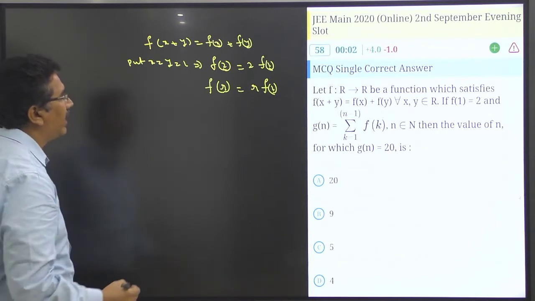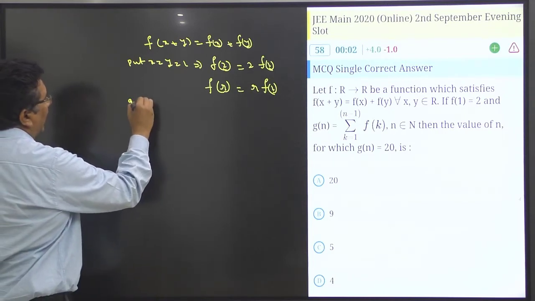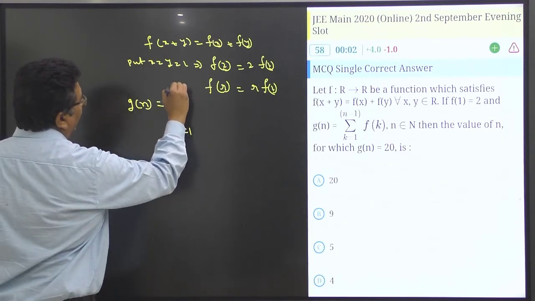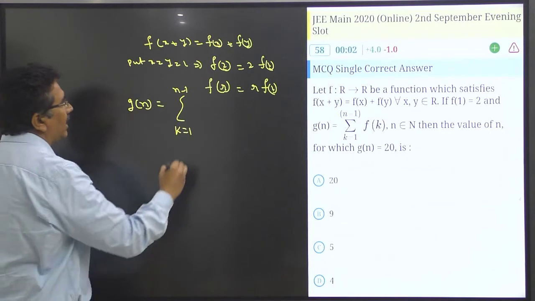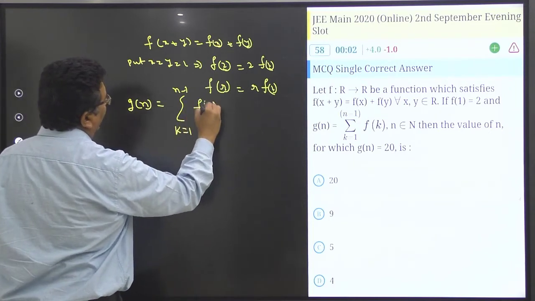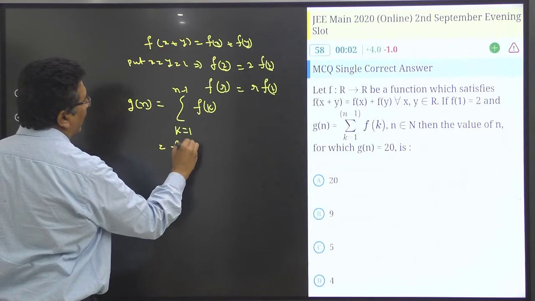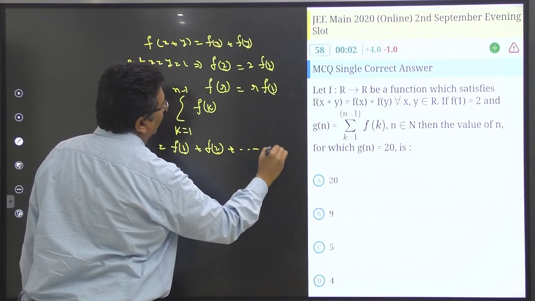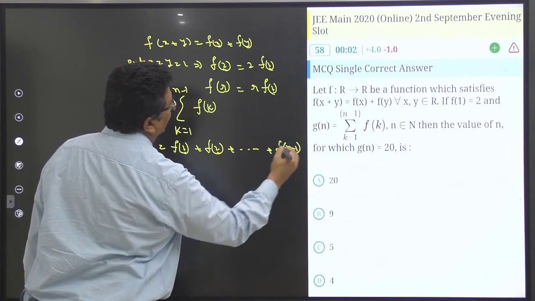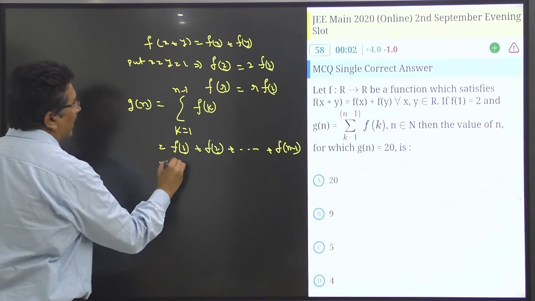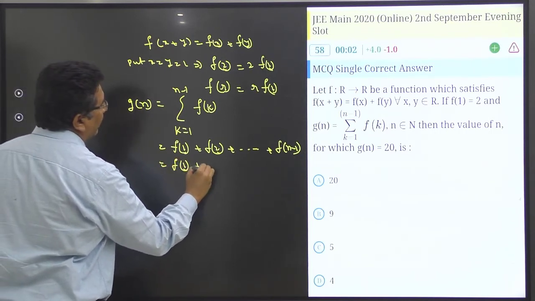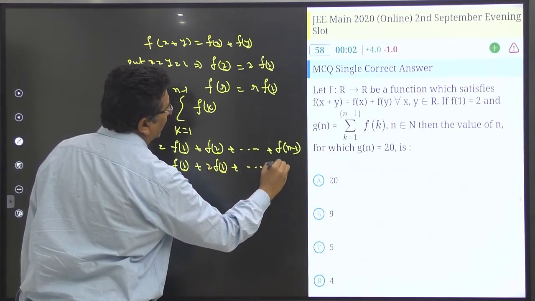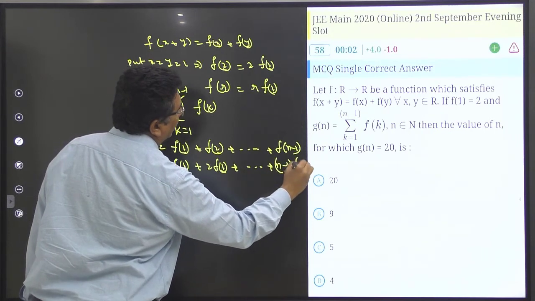Here given that g of n is equal to the sum of all the terms from k equal to 1 to n minus 1 of f of k, that is equal to f of 1 plus f of 2 plus and so on f of n minus 1. What is f of 2? 2 into f of 1. What is f of n minus 1? n minus 1 into f of 1.